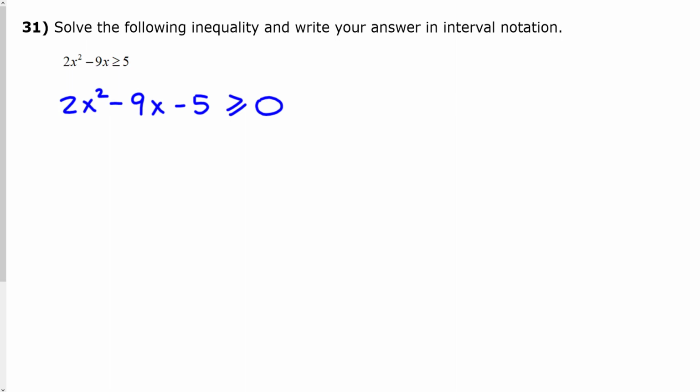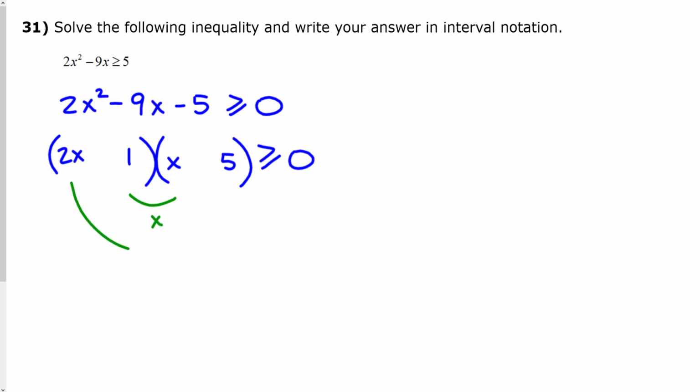Okay, in order to factor this, I would set up two sets of parentheses, and two things that multiply together to give me 2x squared would be 2x and x. And then two things that multiply to give me 5 would be 1 and 5. And I'm just going to first try 1 and 5 in these positions. So to check, 1 times x would be just an x. 2x times 5 would be 10x.